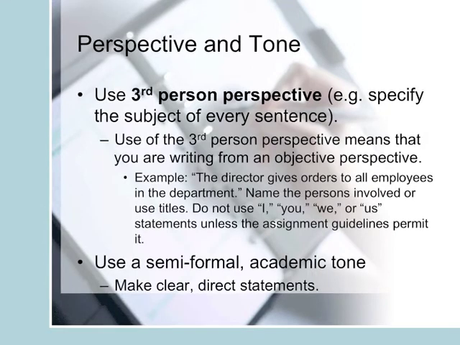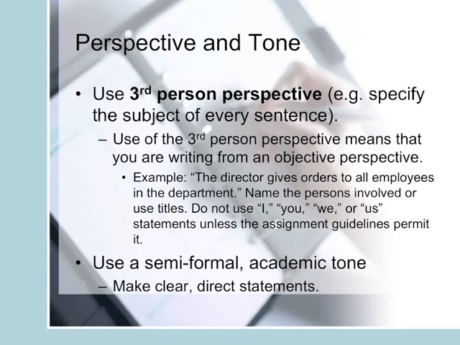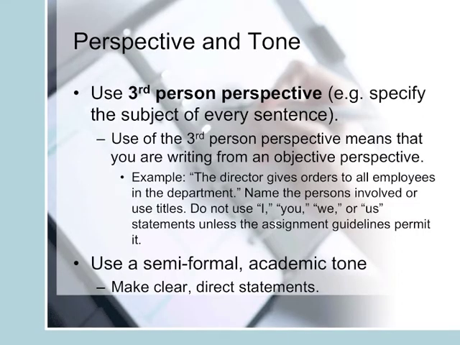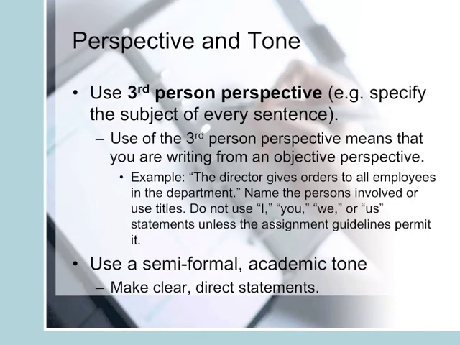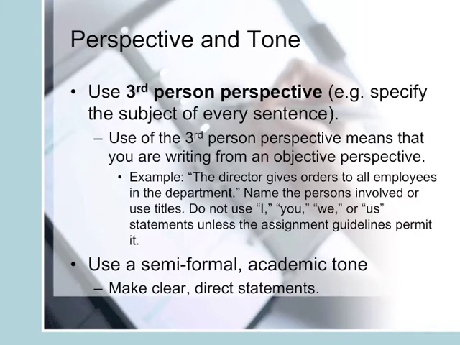You also want to make sure that you use proper perspective and tone. You use third-person perspective, specifying the subject of every sentence. Use of the third-person perspective means that you are writing from an objective perspective. For example, you're not giving your opinion. You're not saying I, because you're just laying out information. Here's an example of third-person perspective. The director gives orders to all employees in the department.